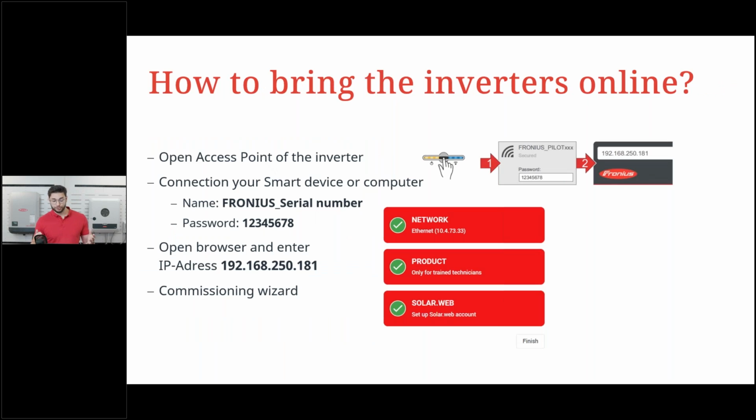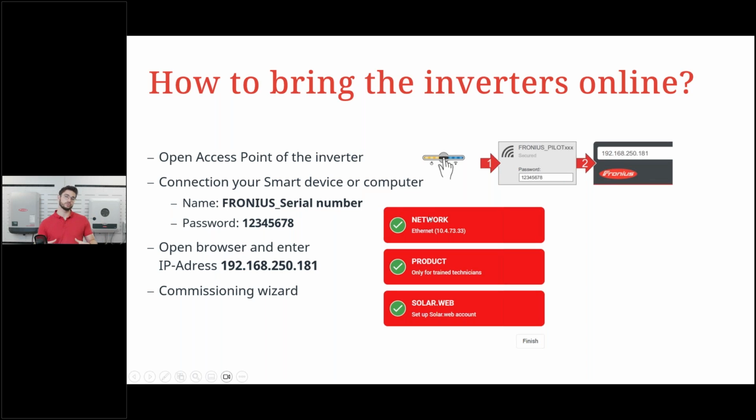Yeah, then of course the question is raised, how do I bring the inverters online? How do I add them into one system? Now, there are 2 ways to do that. The first one we can see here, we go to the web interface of the inverter. This would be a scenario for a GEN24. We have the access point, we open it, we reconnect with it, and open then the browser or our tool, the Solar Start tool, and have then this option visible with these 3 steps: network, product, and SolarWeb.